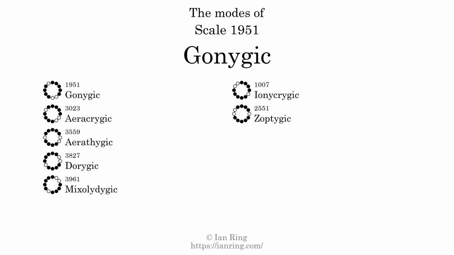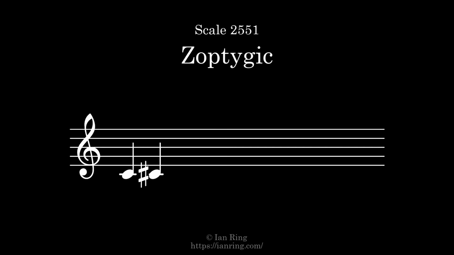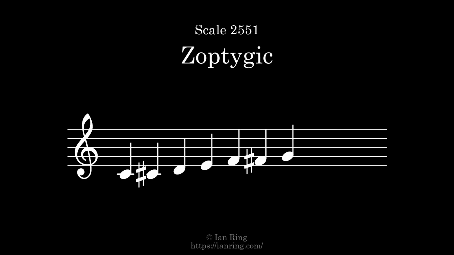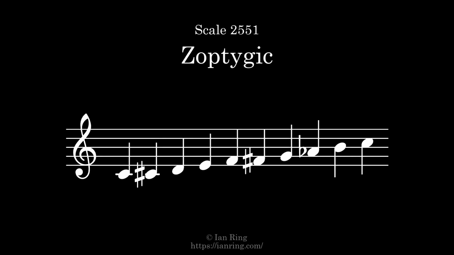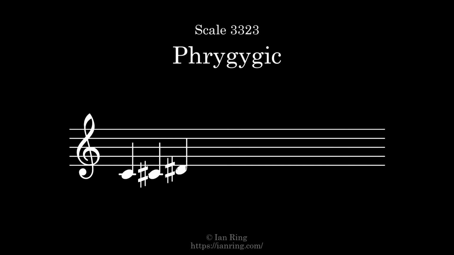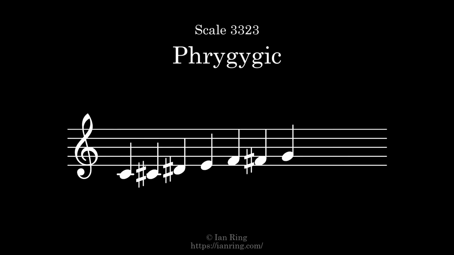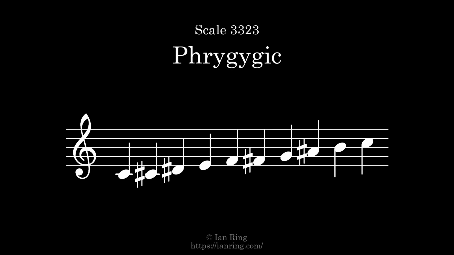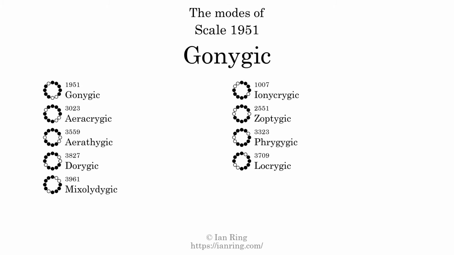The seventh mode is scale 2551, also known as optogic. It sounds like this. The eighth mode is scale 3323, also known as phrygigic. It sounds like this. The ninth and last mode is scale 3709, also known as Gonygic. It sounds like this.